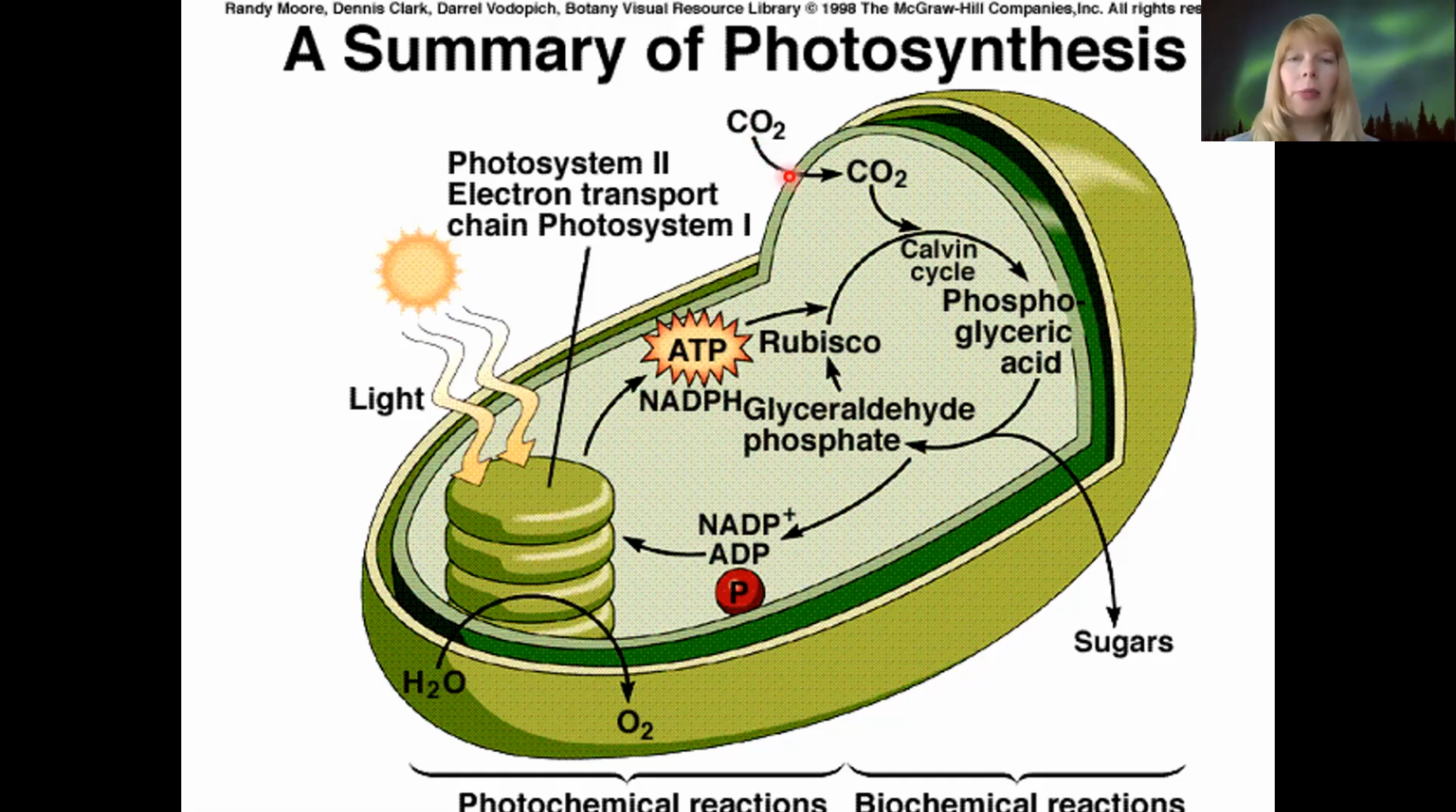And it's the biochemical reactions where you finally see what happens to the carbon dioxide that the plant brings into its body, into its leaf tissue, and then feeds into the Calvin cycle, and you end up getting some sugars produced through that.